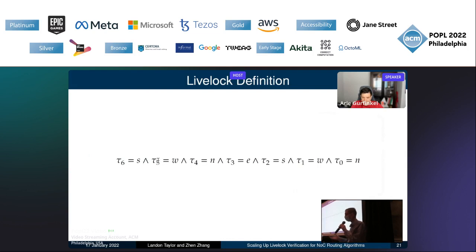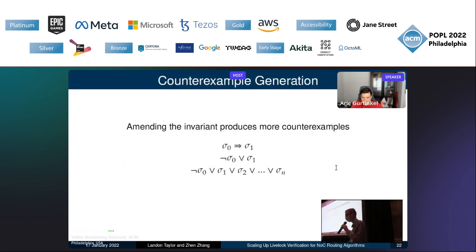Something worth noting is we made this definition or this predicate of length 7. So to avoid false positive Livelock scenarios, we noticed that some packets, in order to avoid faults, would travel in a loop, but then be able to exit that loop and proceed to a destination. So to exclude that, we simply added turns to the Livelock definition predicate.